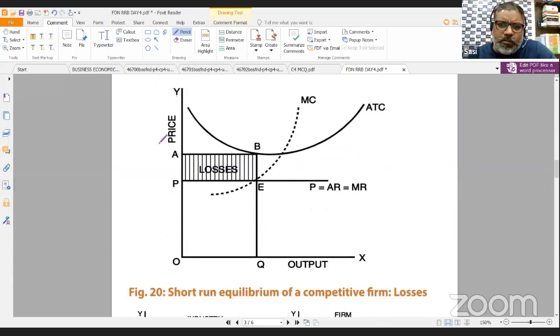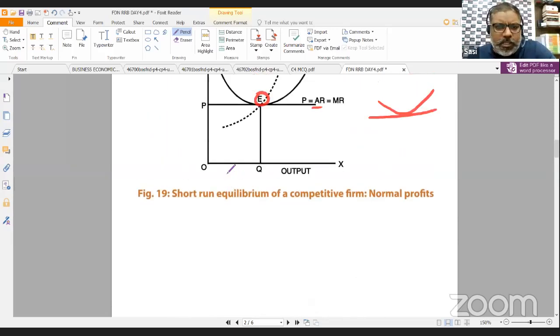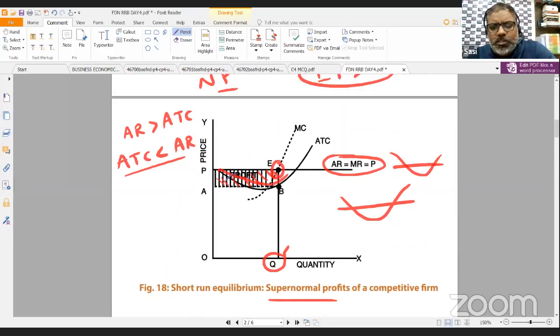Now look at the third scenario, where the average total cost is going above the average revenue. It is not even touching. There is a lot of distance between average revenue and average total cost. Simple logic. When cost is more than revenue, that will result in loss. That is loss. So identifying whether it is a supernormal profit, normal profit, or loss is not a big deal.